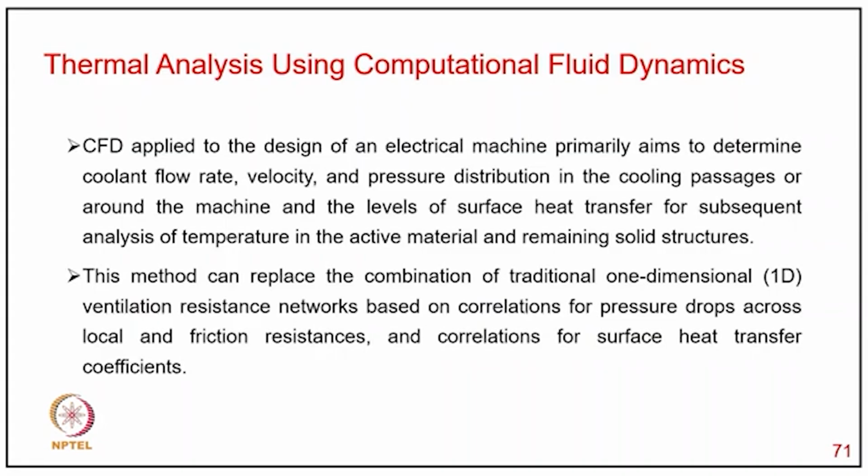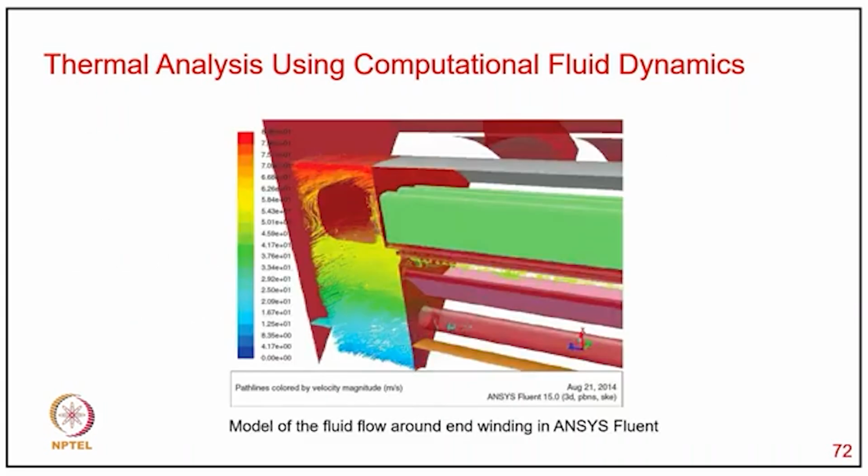CFD applied to the design of electrical machines primarily aims to determine the cooling flow rate, velocity and pressure distribution in the cooling passes or around the machine, and the level of surface heat transfer for subsequent analysis of temperature in the active material and remaining solid structure. This method can replace the combination of the traditional one-dimensional ventilation resistance network, based on correlations for pressure drop across local and frictional resistances and correlations for surface heat transfer coefficient. They typically model the fluid flow around the end winding using Navier-Stokes fluid.